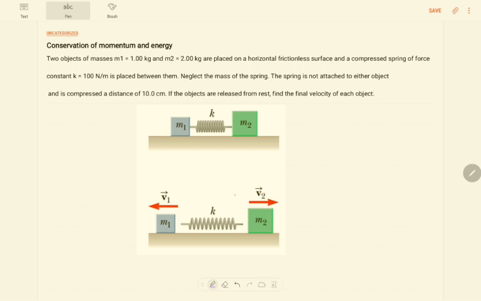So let me read the problem and let's do it together. Here we have two objects of mass m1 1 kilogram and m2 2 kilogram placed on horizontal frictionless surfaces, and a compressed spring with force constant k 100 Newton per meter is placed between them. Neglect the mass of the spring. The spring is not attached to either object and is compressed a distance of 10 centimeter. If the objects are released from rest, find the final velocity of each object.